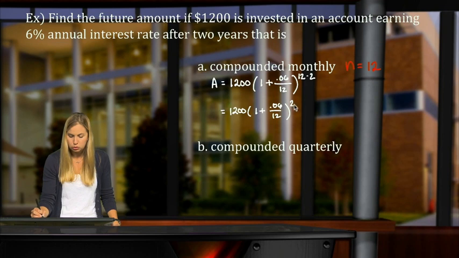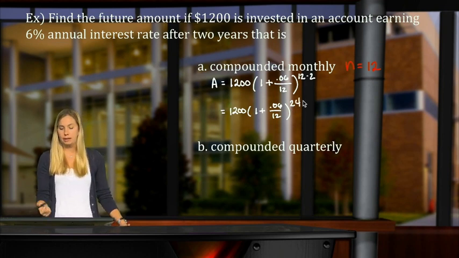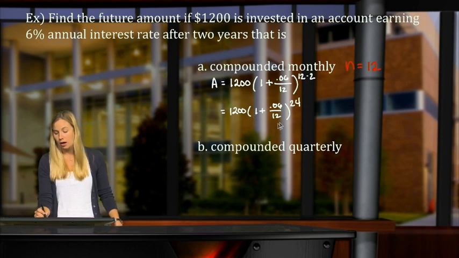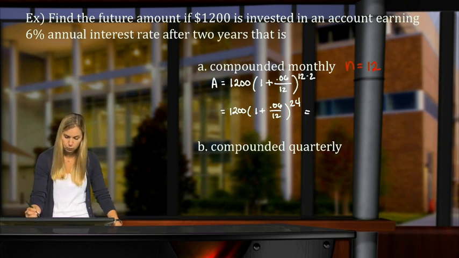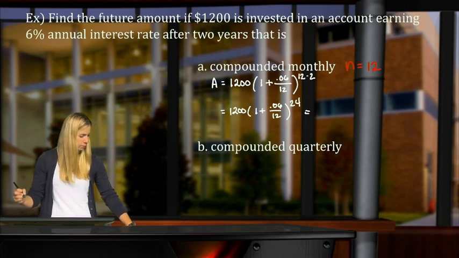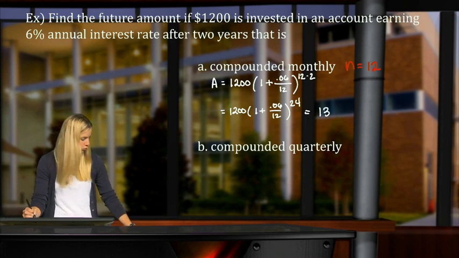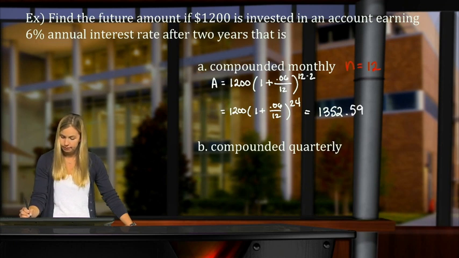Specifically, 12 times 2 is 24. And when you're typing this in, you might be able to type the entire thing in all at once. Otherwise, simplify inside the parentheses first, then apply your exponent, and then multiply by your coefficient of 1200. When you do this, you should get an amount of $1,352.59.